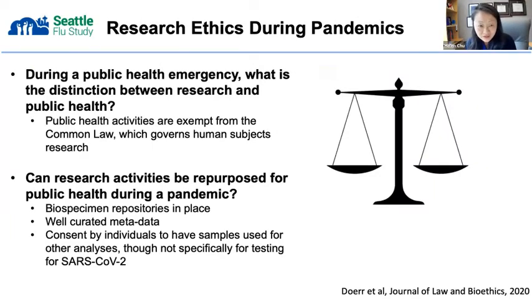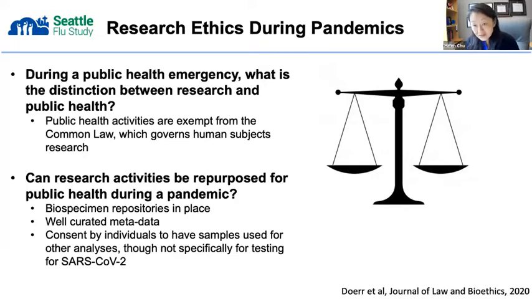So here we are. This was what I wanted to open up the discussion for. These questions that we had, and that we have to think about going forward for other studies. So really the question of, during a public health emergency like a pandemic, how do you distinguish between what is research and what is public health? Public health activities are exempt from the common law, which, as I showed you before, is the informed consent, the IRB, all of that stuff. So if it's a public health emergency, a lot of those things are exempt.